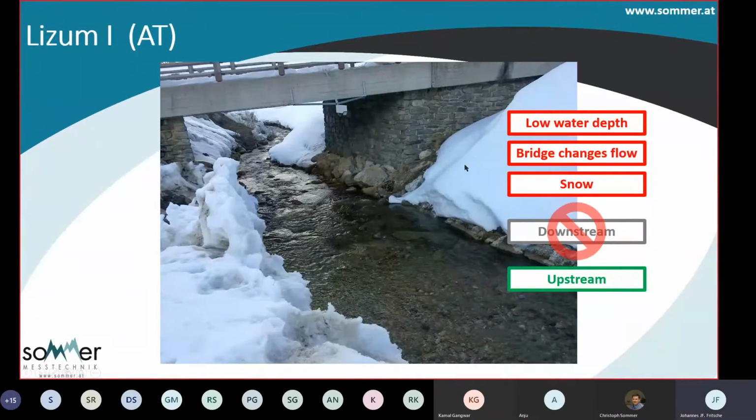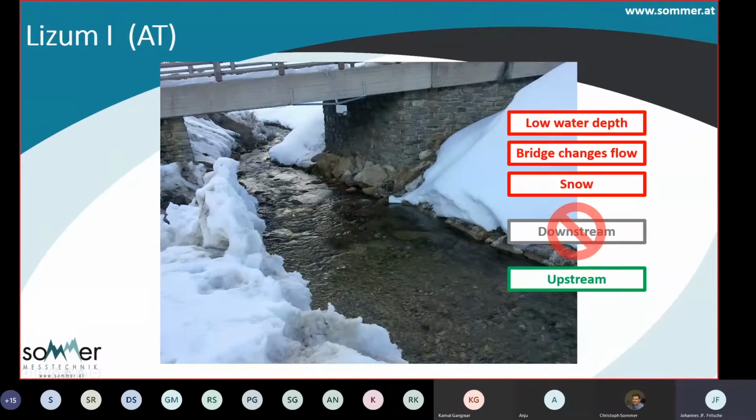And you have a problem of the snow here along the edge of the river. So the snow can slide into the river and temporarily change the course of the river, or even block the readings of the instrument.